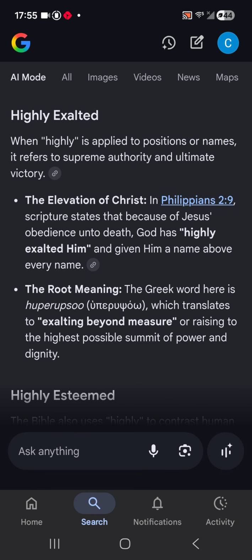Highly exalted. When highly is applied to positions or names, it refers to supreme authority and ultimate victory. The elevation of Christ. In Philippians 2:9, Scripture states that because of Jesus' obedience unto death, God has highly exalted him and given him a name above every name.